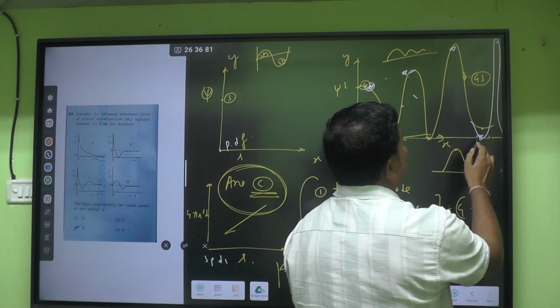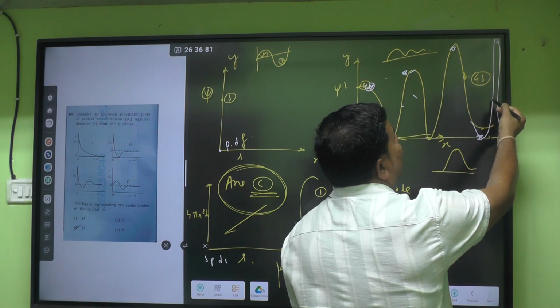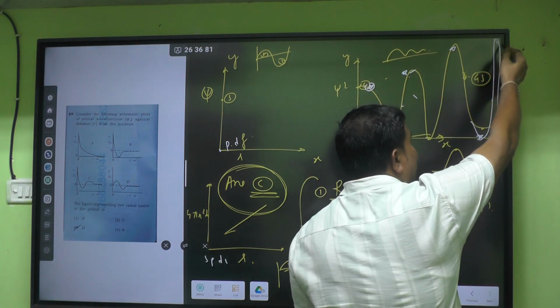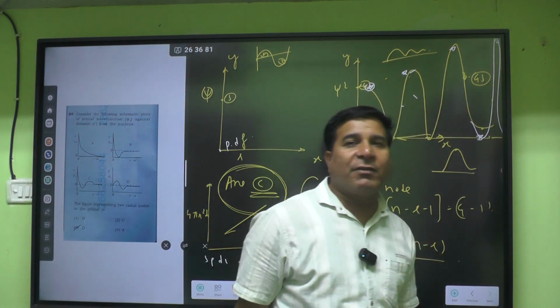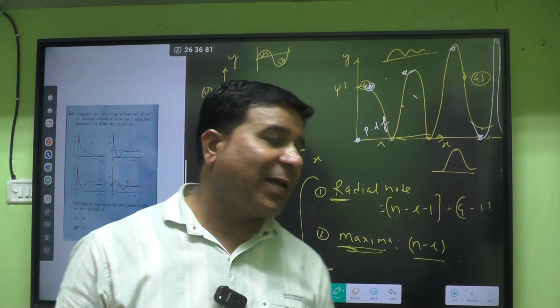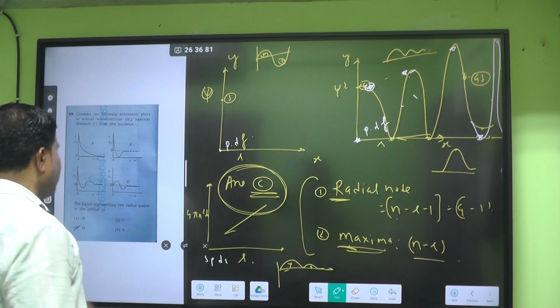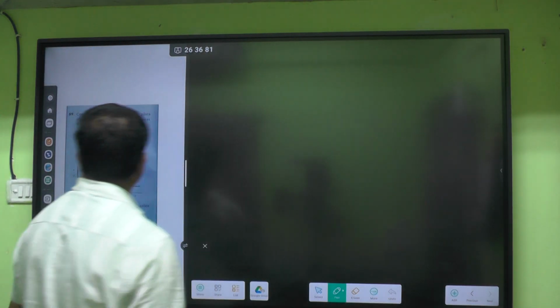1 radial node, 2 radial nodes, 3 radial nodes. We can't stop the graph here. Maxima and then downward. We require maxima, we have to follow maxima also. That's why option C is correct here. Okay. Next.